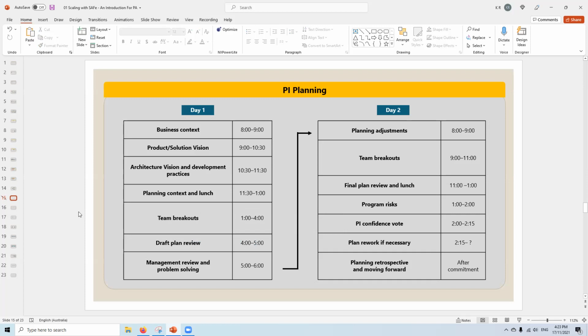How can we resolve it? Based on the draft plans and the management review, you have planning adjustments which happen on day 2. Then teams go back with the inputs from adjustments and continue their planning. So there is no overlap; there is actually dependency, and dependency is manageable and managed wonderfully in SAFe.